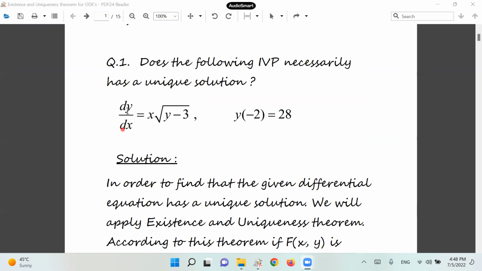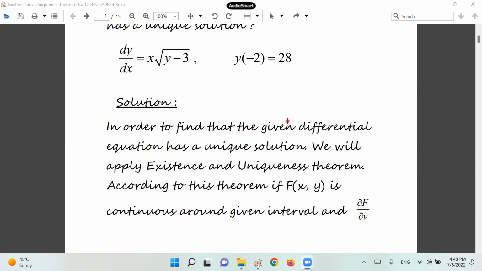The question is given as dy by dx equals x into square root of y minus 3, where the initial conditions are given that x is minus 2 and y equals 28. In order to find the solution, we first have to find whether the equation has a unique solution. We will apply the existence and uniqueness theorem. And how are we going to apply that?